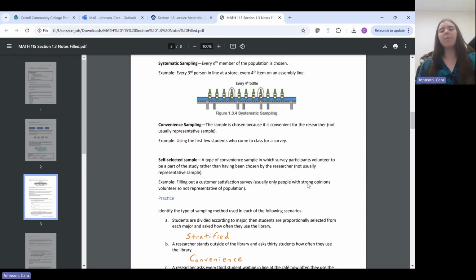So systematic sampling, this is when every nth member of the population is chosen. I think of an assembly line first thing when I think of a systematic sample. Every 4th item on an assembly line, every 3rd person in line at a store, those are all examples of systematic sampling.